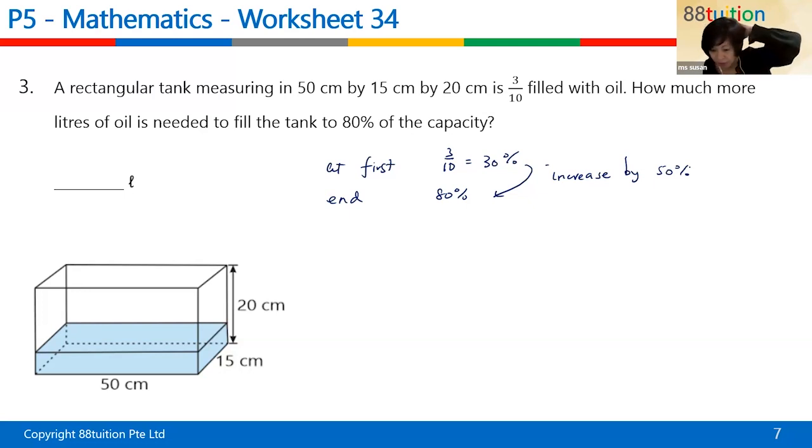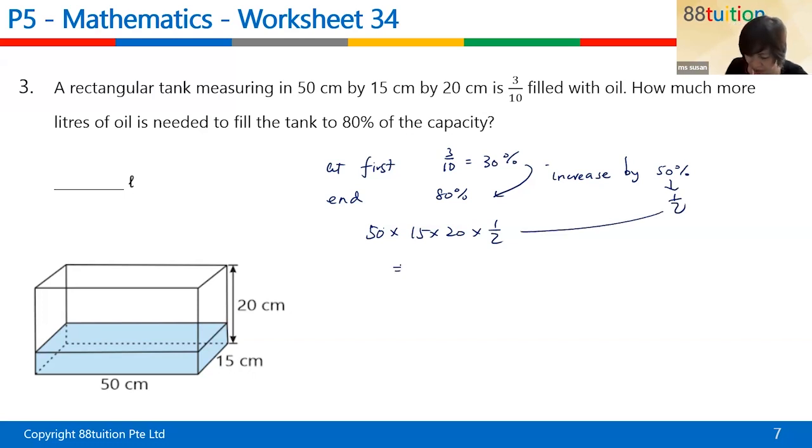Okay. You must increase by 50%. So what you must do is top it up from 30% to 80%, you must increase the 50%. So that will give you 7,500. So let's do this. 50, 15, 20 multiplied by half. Okay, the half is here.